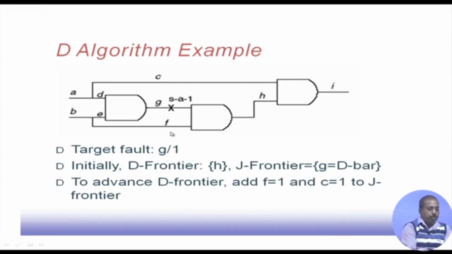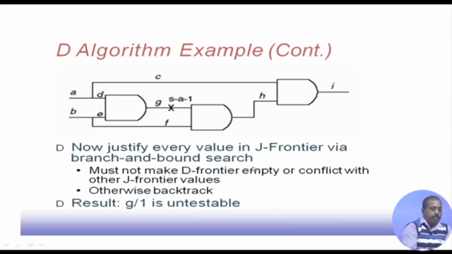That is, if we want to put this f equal to 1, and that will require that this b has to be equal to 1, then we cannot get a D bar at this point. So, that way justification is not possible. In this case the conflict will come. So, this g gets stuck at 1, this becomes an untestable fault.